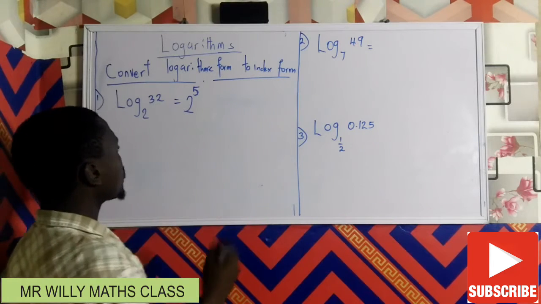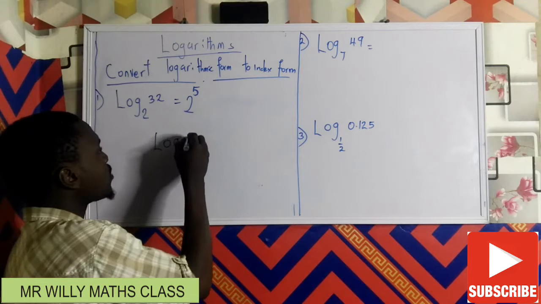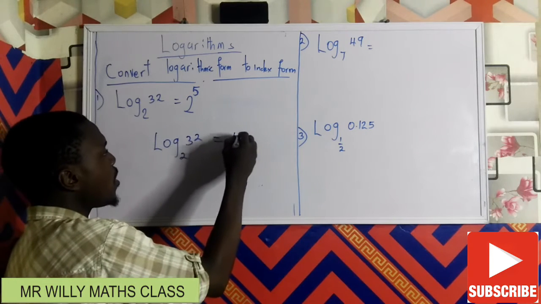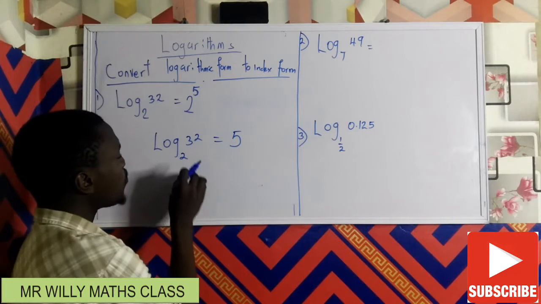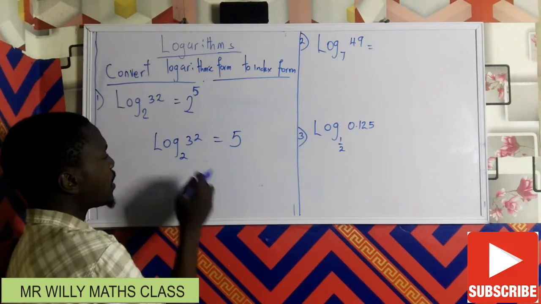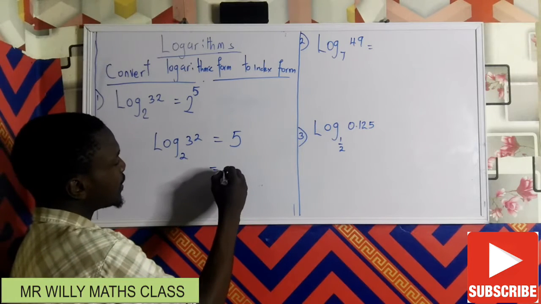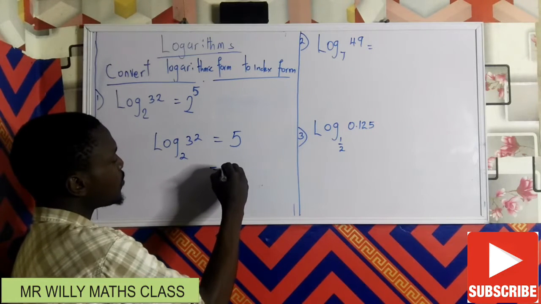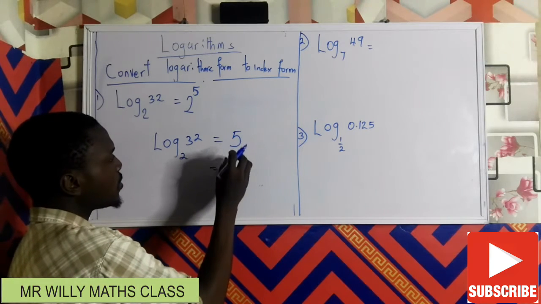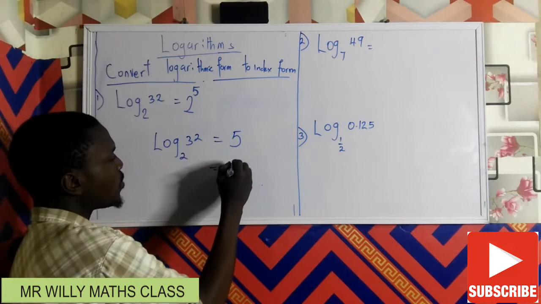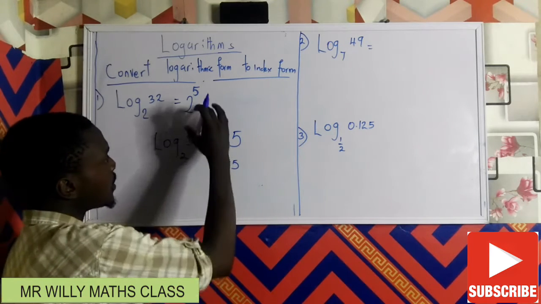What if the question is written this way, that log base 2 of 32 equals 5? Change it to index form. It's very simple. What you do is you pick the base from the log side, you make sure you use the same base, 2, then you shift the number 5 to the power level, so it turns to 2 raised to power 5. Can you see that we're still having the same thing?